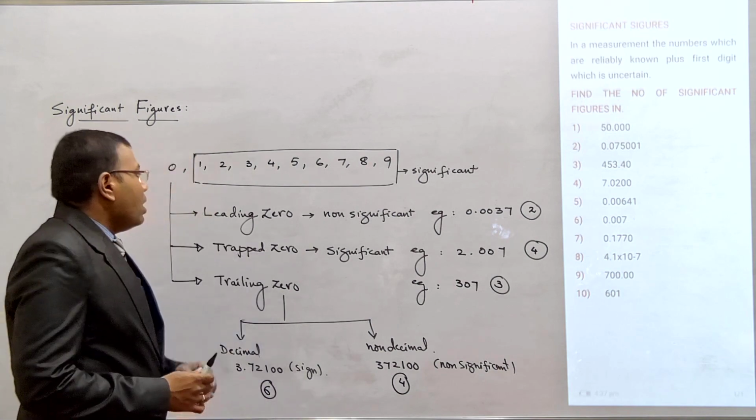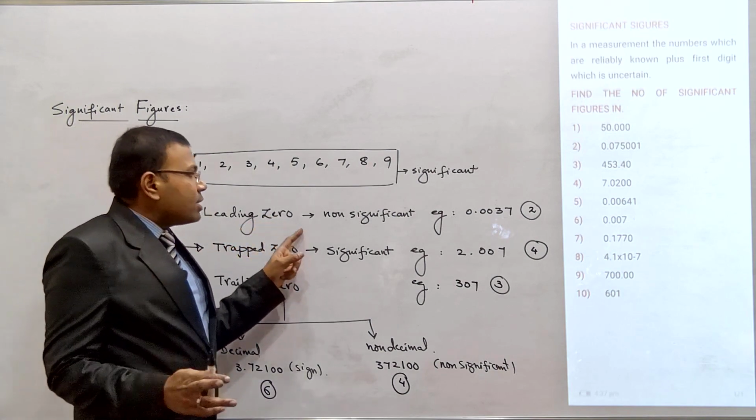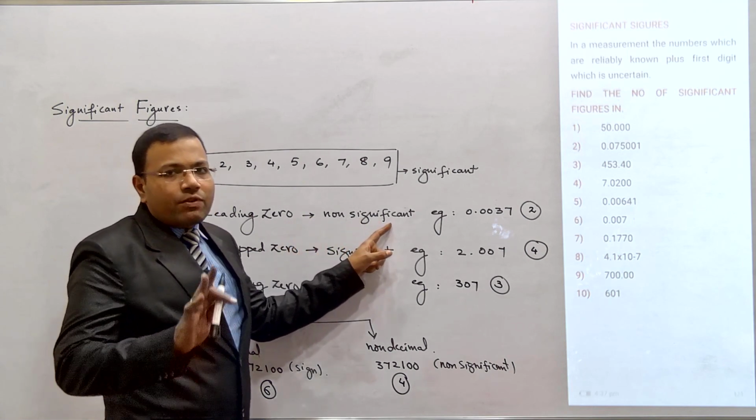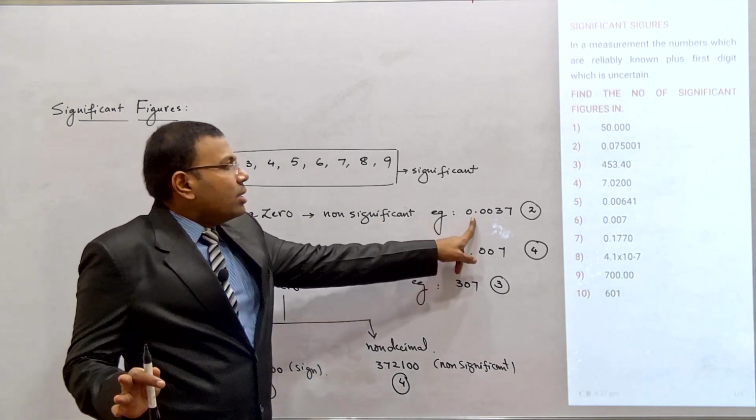Once again, let us see. Leading zeros means starting zeros. Starting zeros are all non-significant. We should not count them. Like here, these zeros you should not count.